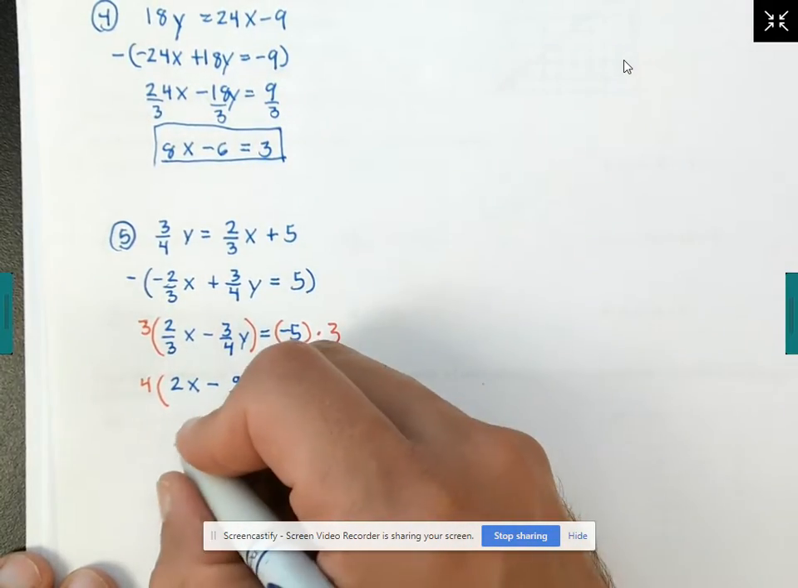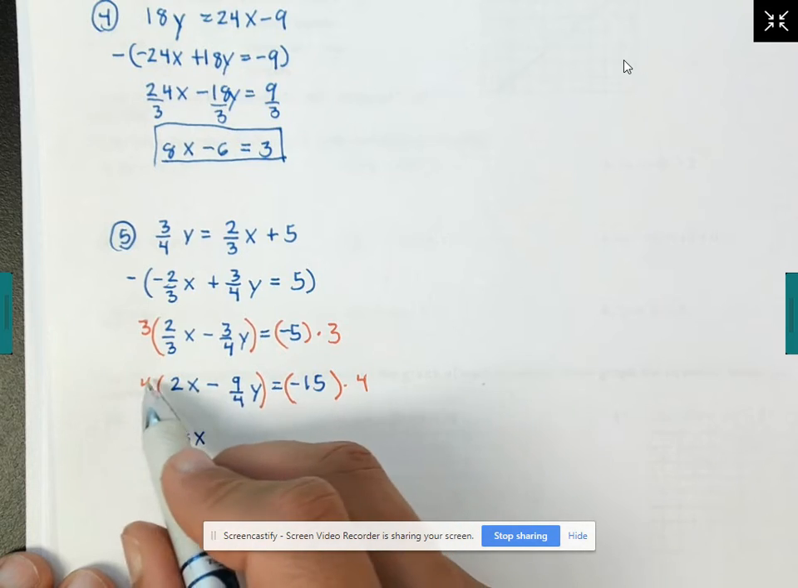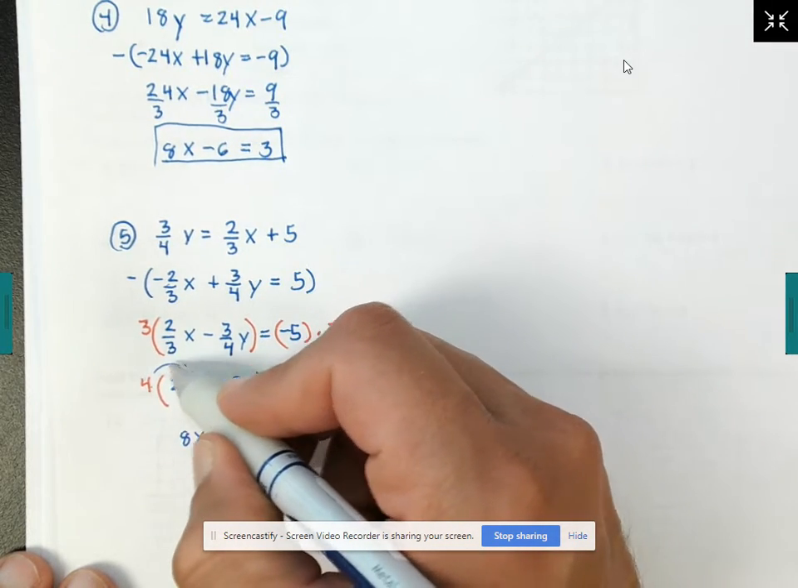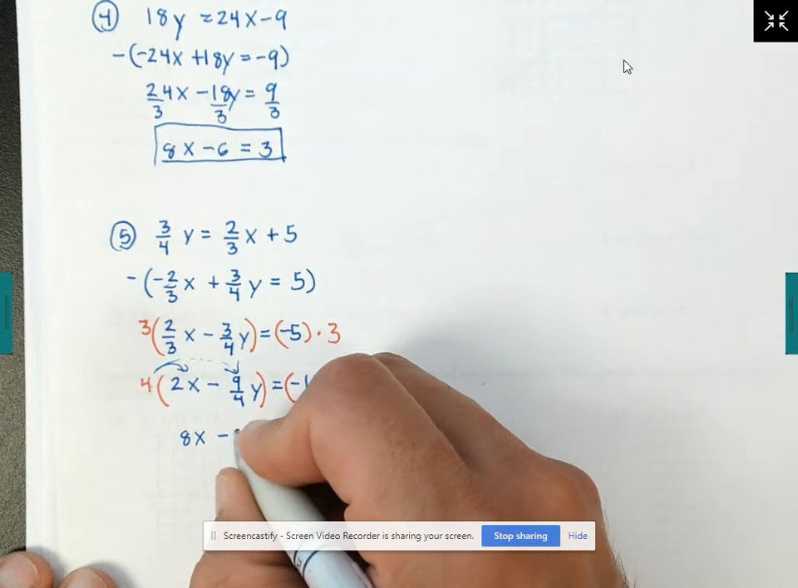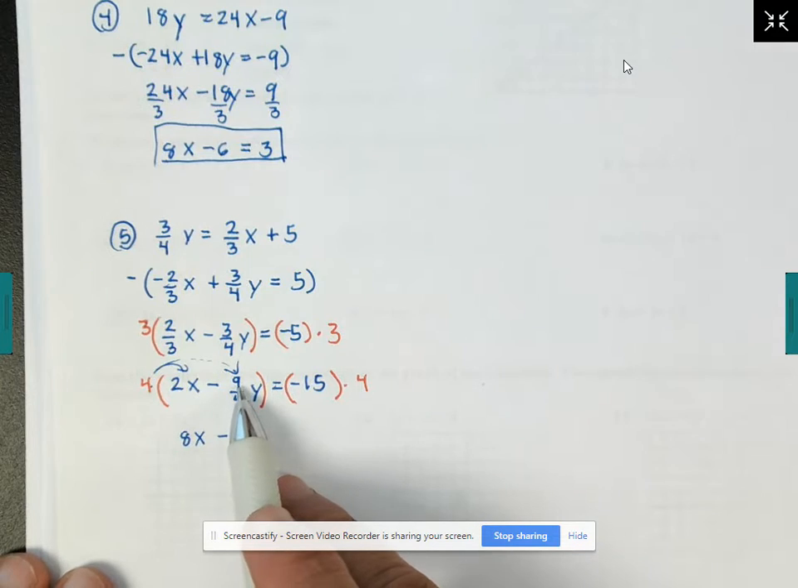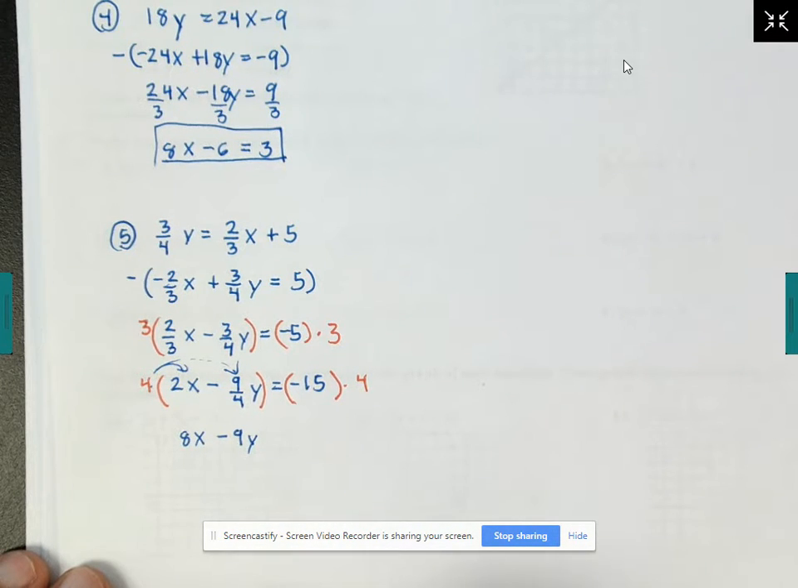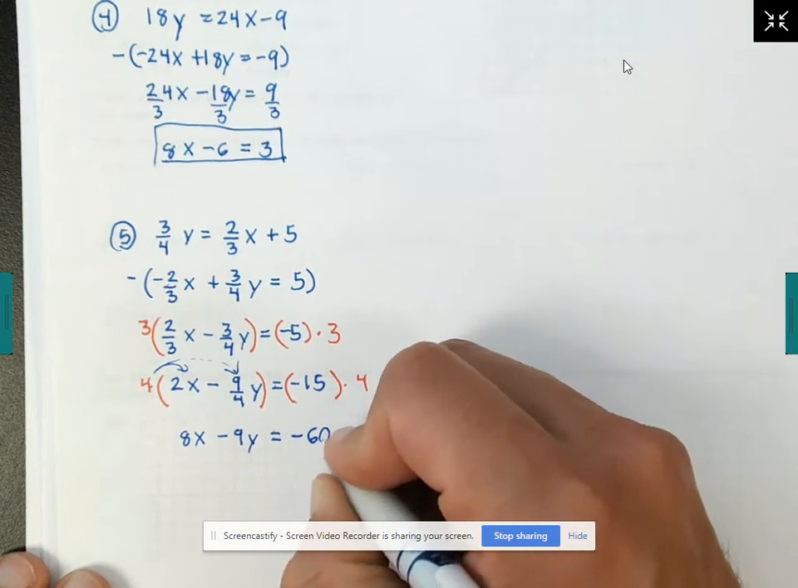Okay, so that's going to give me 8x. Now that 4 and this 4, notice that I'm distributing, by the way, in case you couldn't tell. That 4 and this 4 are going to cancel out. Another way to look at it, if I multiply 4 times 9, that's negative 36. Negative 36 divided by 4 is negative 9. Okay, and this is negative 60.